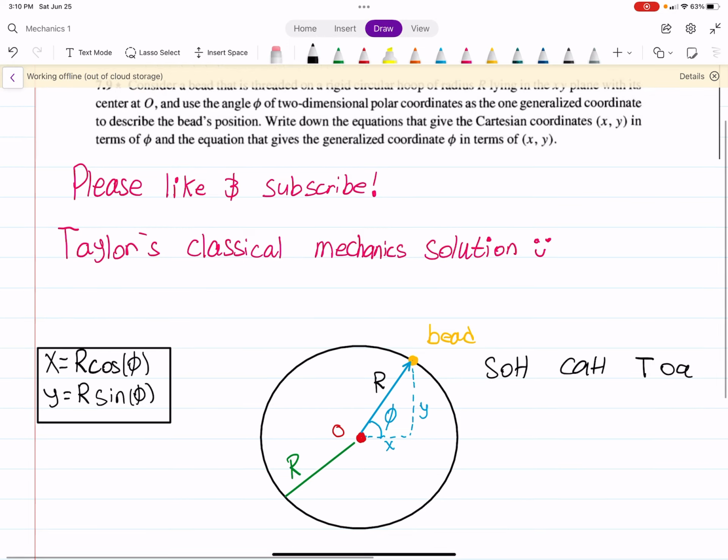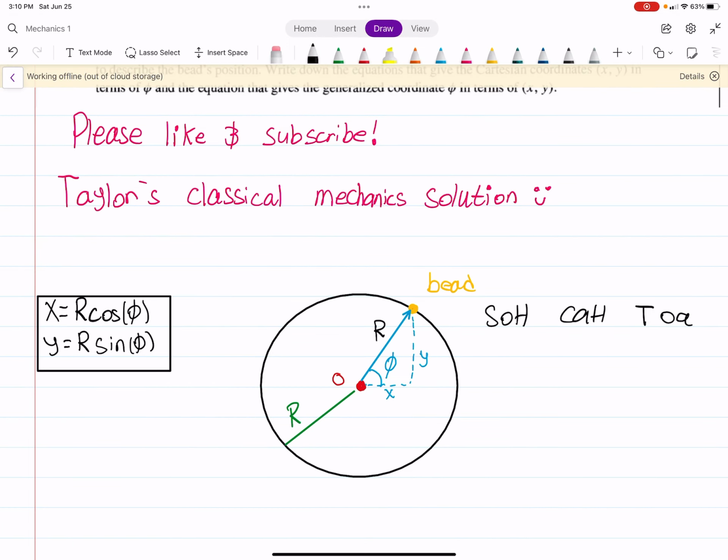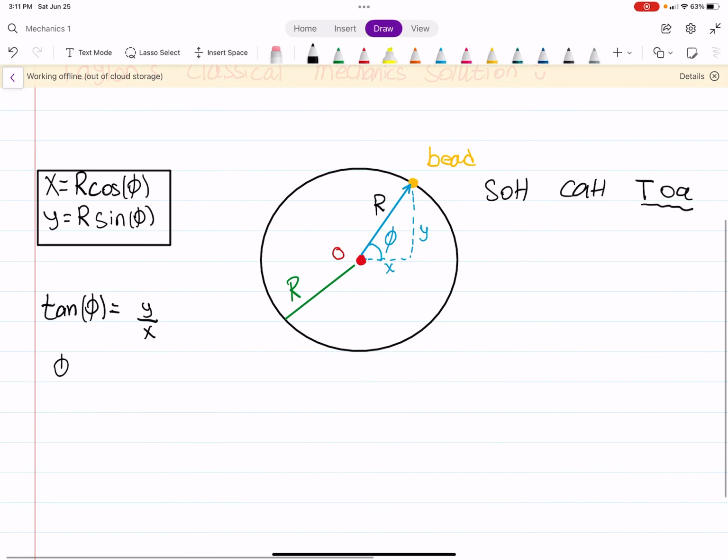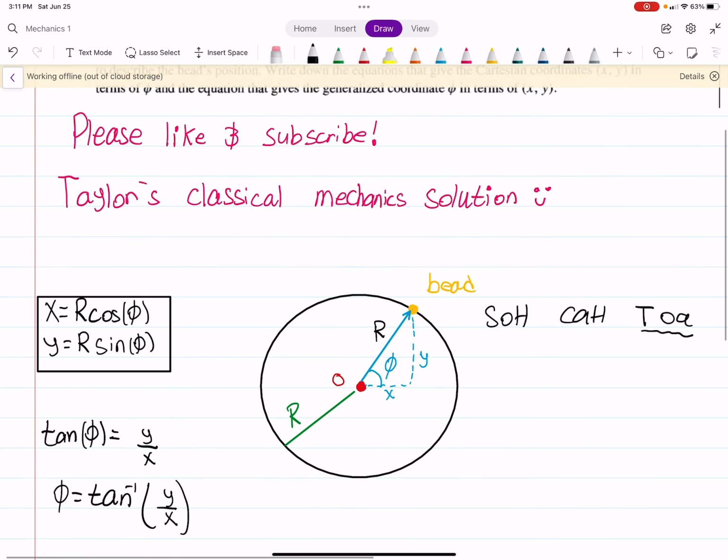And then if you want to find out what phi is, well, that's also pretty easy. You would use the other one. Tangent of phi equals the opposite over the adjacent, so y over x. Taking tan inverse of both sides, phi is tangent inverse y over x, which we kind of already knew.